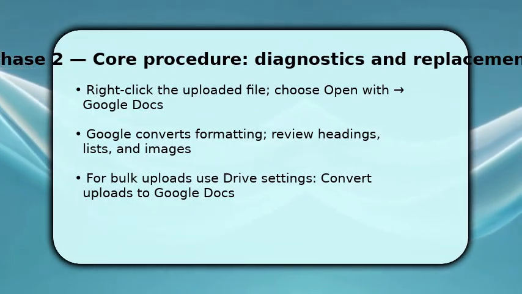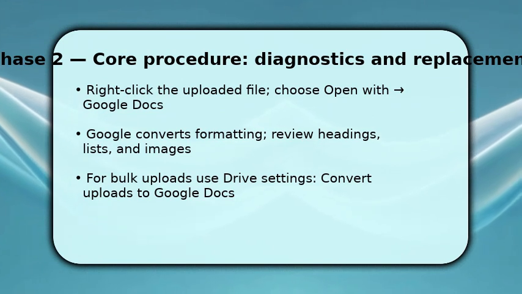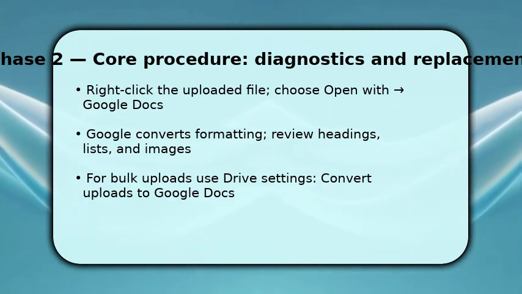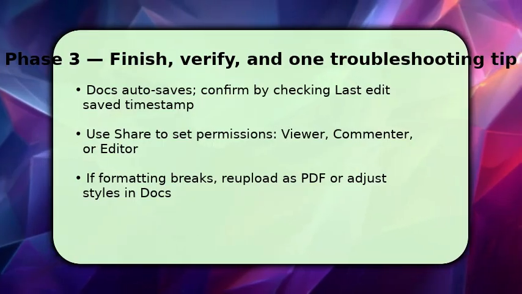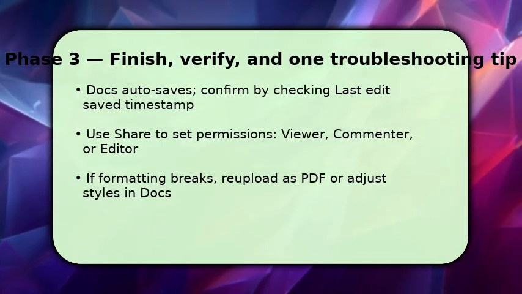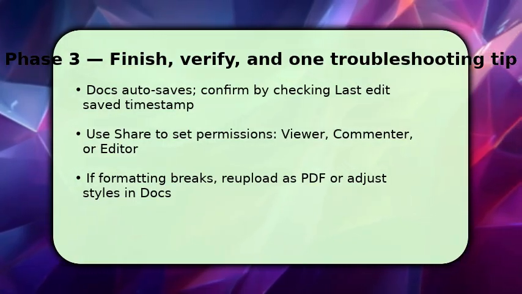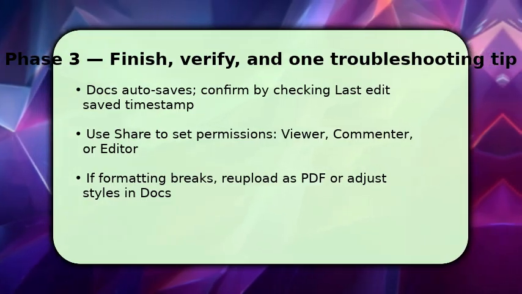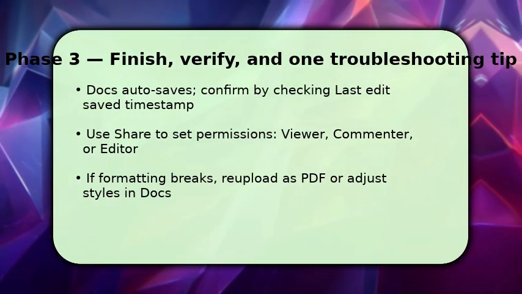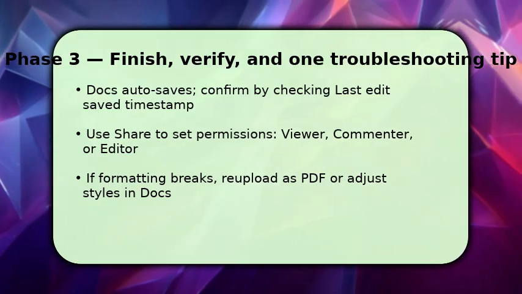After conversion, Google Docs autosaves your file. Verify last edit saved to avoid surprises. Now share by clicking Share, entering emails, and setting viewer, commenter, or editor permissions. If collaborators need Microsoft Word compatibility, download as docx from File, right arrow, Download.